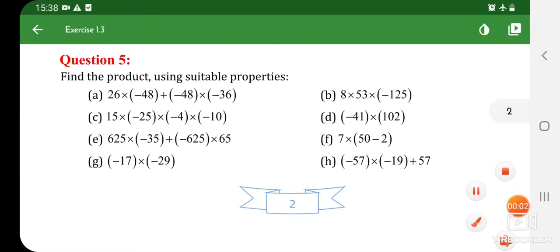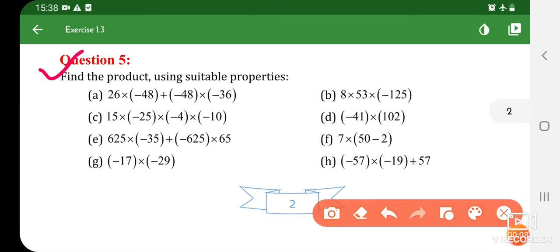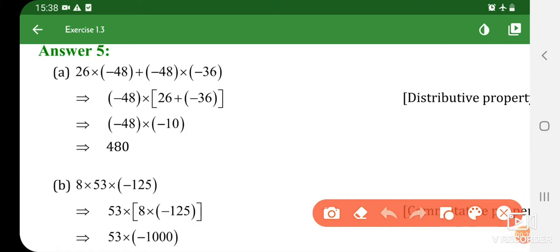Hello kids, now I am going to start exercise 1.3 question number 5. The question is: find the product using suitable properties. We have to solve this question by using some properties like commutative property and distributive property. Okay kids? So let's see the first question.